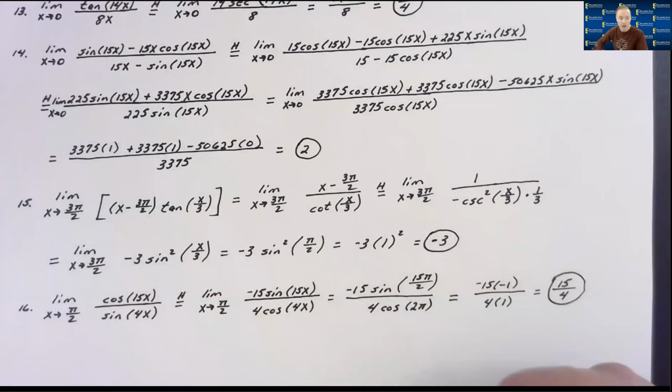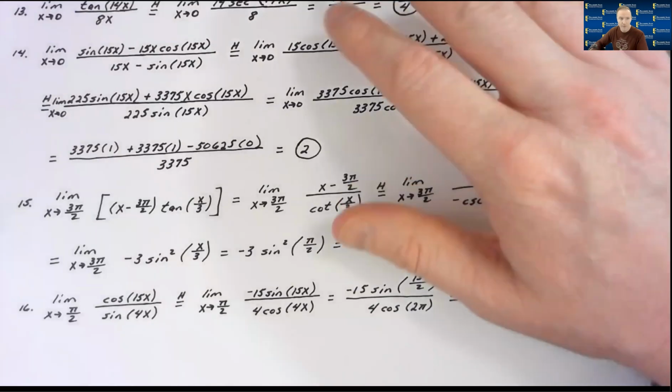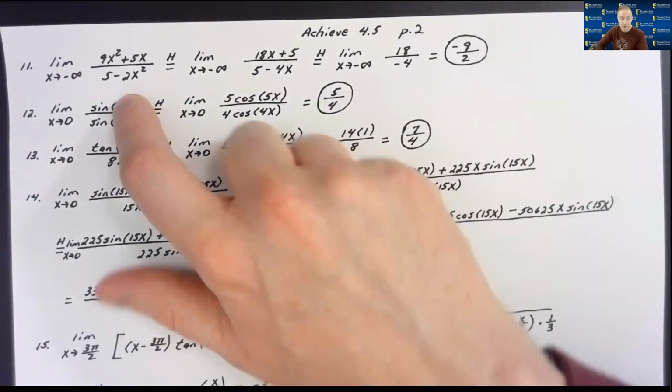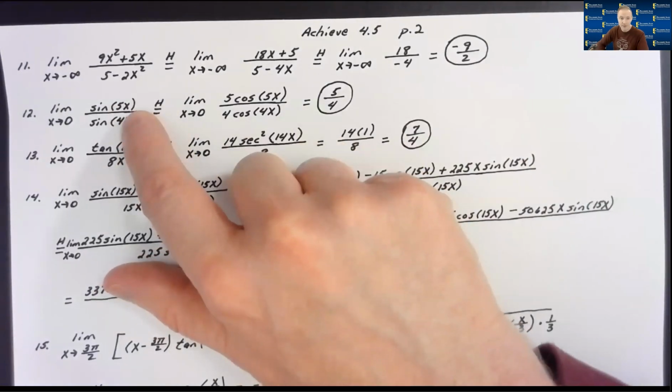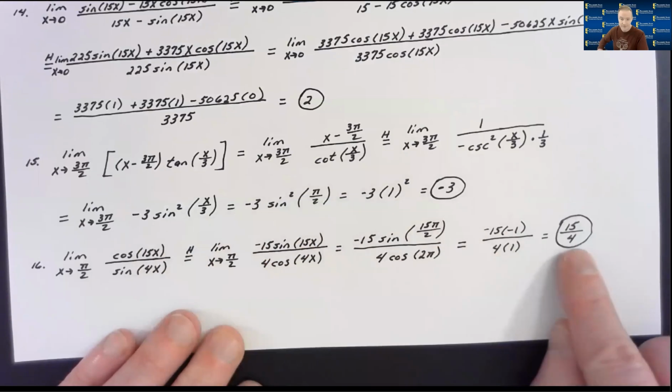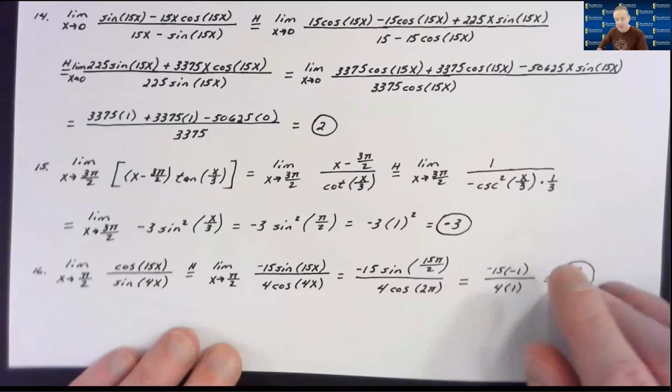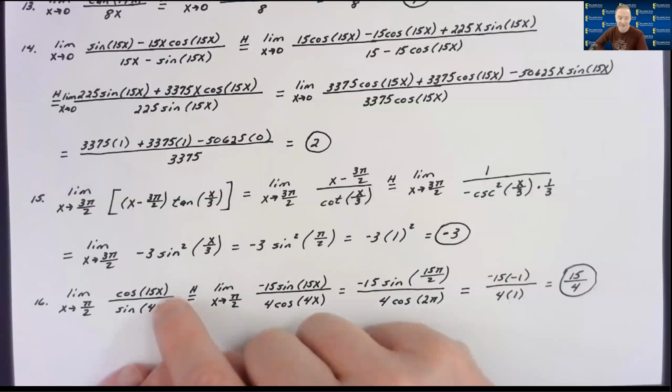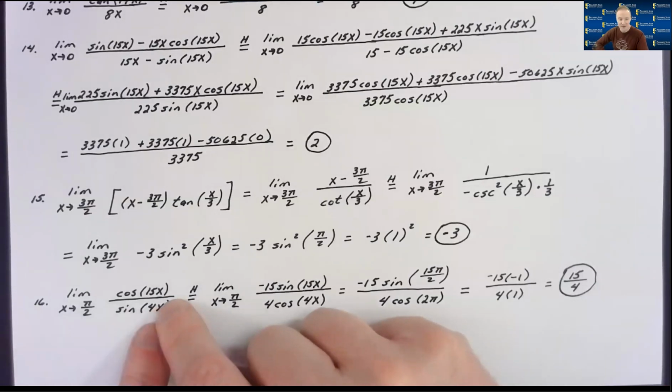For number 16, you have the limit as x approaches pi over 2 of the cosine of 15x over the sine of 4x. And this is one of those annoying problems similar to number 12 where you can say, ooh, the answer is 5 over 4, John, yay. Yes, sadly it was. Same thing here. The answer is 15 over 4, John. Yes, sadly it's going to be. But let's talk about why rather than just use that cheapskate trick.